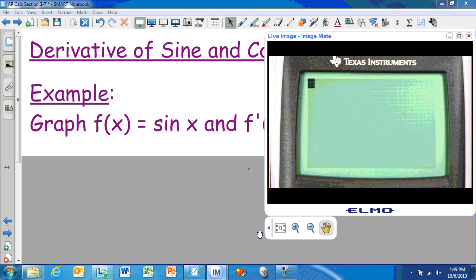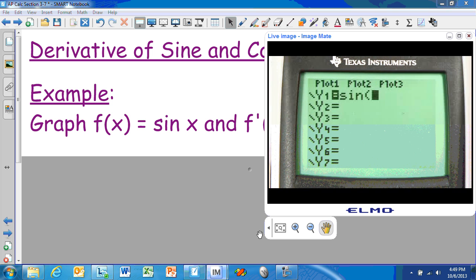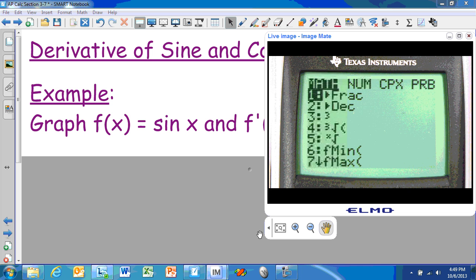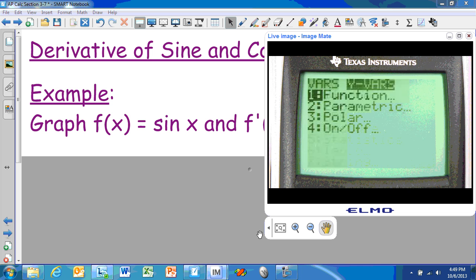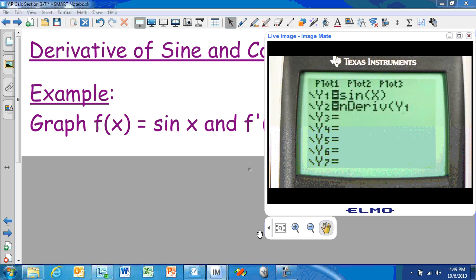Let's go to our y equals menu. We'll put in sine of x, and we will put in the numerical derivative of y1. My variable is x, and my value is x. So there's how we sketch the derivative of sine of x.